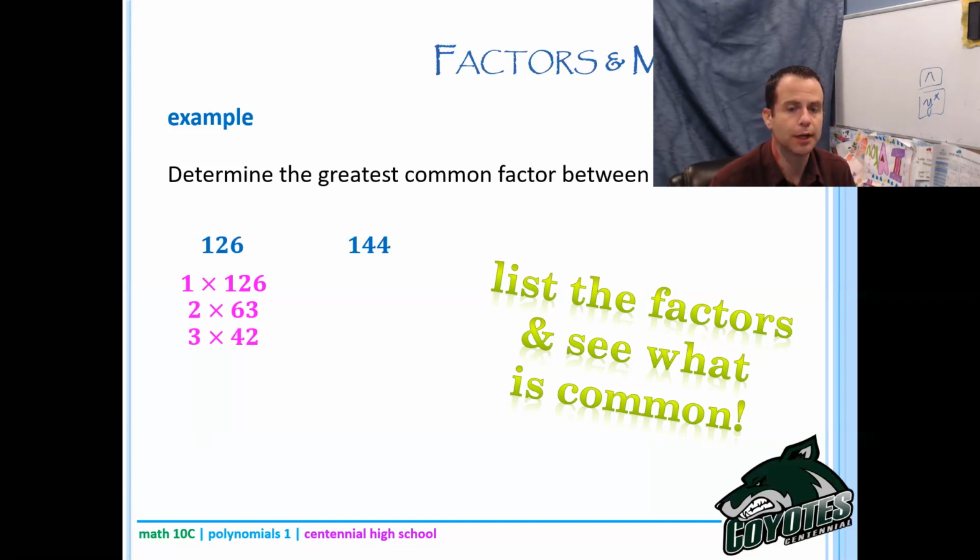3 times 42, I try 4, it doesn't work. I try 5, it doesn't work. 6 times 21 works. 7 times 18. So again, I just keep going: 126 divided by 3, 126 divided by 4, 126 divided by 5. That's how I'm generating this, okay? There's nothing magical about what I'm doing right now.